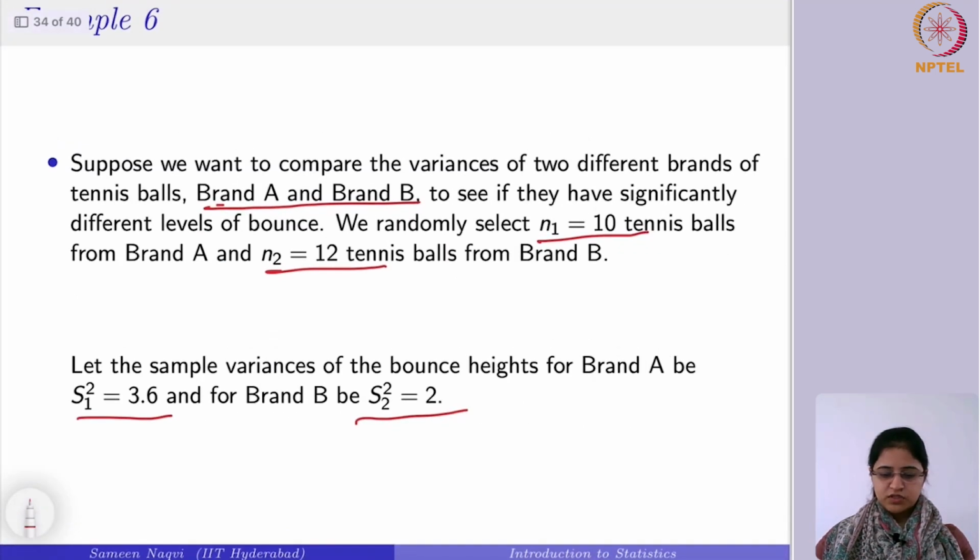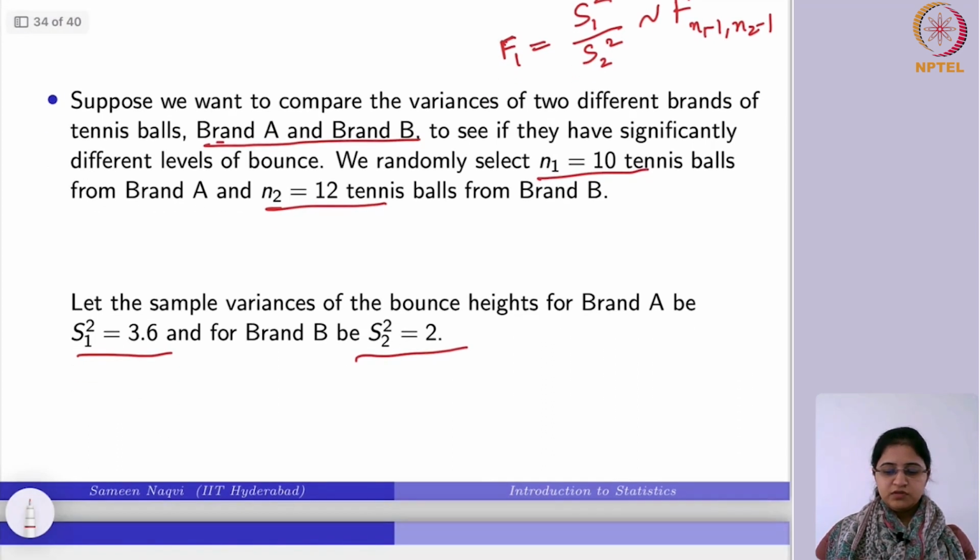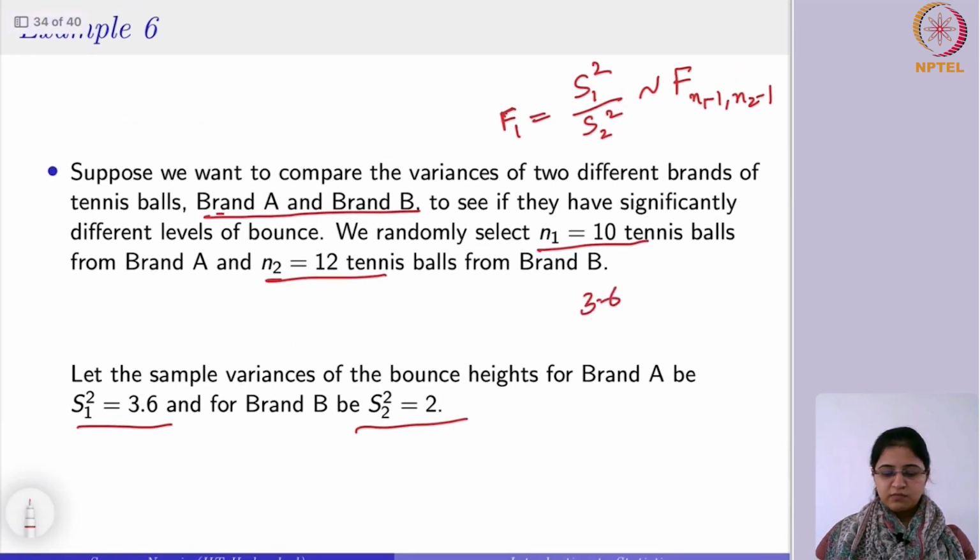So here it is easy to see. Suppose S1 square and S2 square is already given to you. N1 is 10 and N2 is 12. Right? So we know that S1 square over S2 square, this is your F statistic. It follows F distribution with N1 minus 1 degrees and N2 minus 1. Right? So S1 square over S2 square, this would be some value. Suppose this is F1. Okay. So this one would be 3.6 by 2.